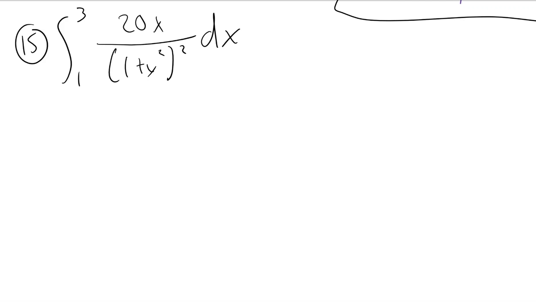So integration is either A, undoing the power rule, which is going to be very straightforward, and this looks more complicated than that; or B, undoing something that you have memorized, a derivative you have memorized. I definitely did not memorize anything that has that as a derivative.